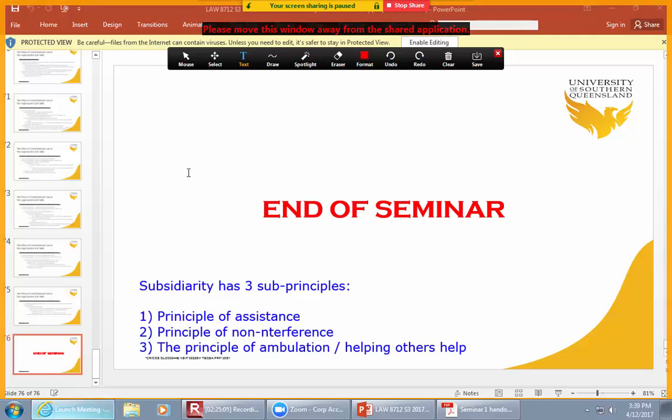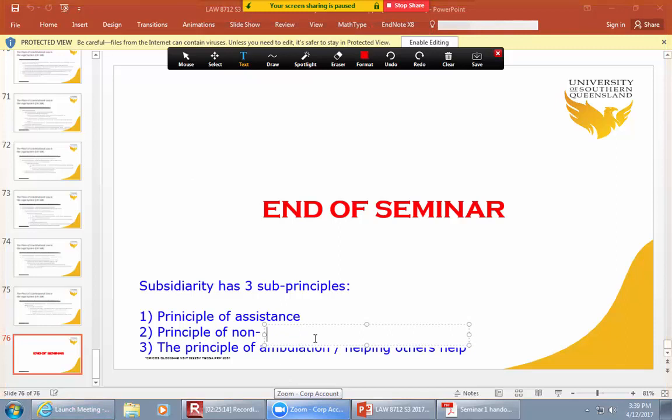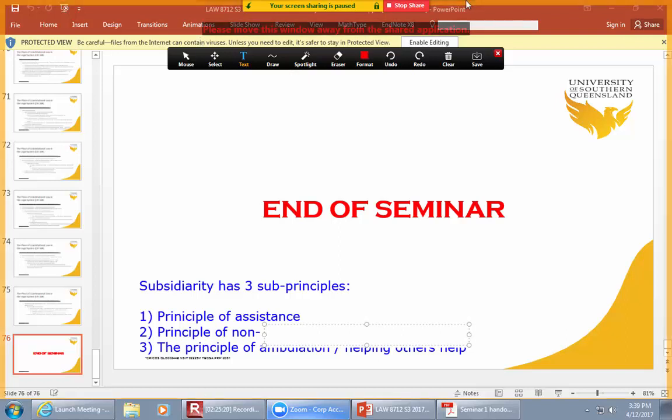We've seen this before. The second principle is one of non-interference. Okay? I don't know how to probably enter again. Let's try it again here. No. Okay, there's a typo there, but we'll leave it.